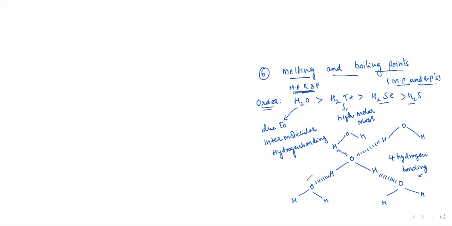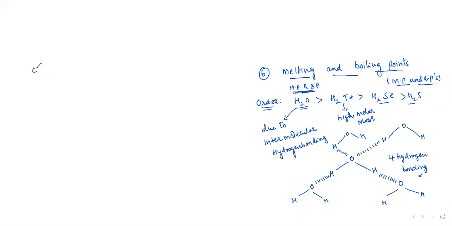But when it comes to group 15 elements, NH3 we have written in the middle: BiH3 greater than SbH3 greater than NH3 greater than AsH3 greater than PH3. NH3 also has intermolecular hydrogen bonding, but we have not written it first because its extent of hydrogen bonding ability is less compared to the water molecule. That's why we write water at the start. That is about melting and boiling points.